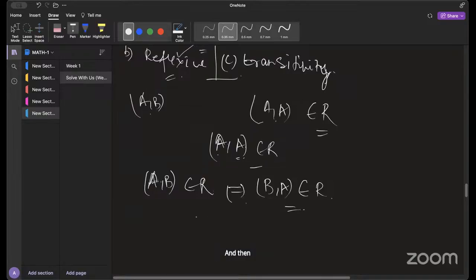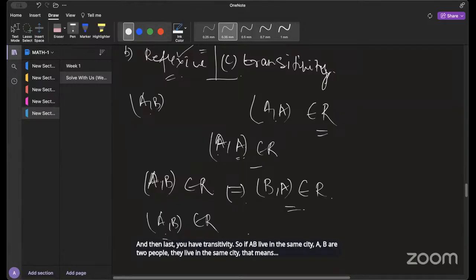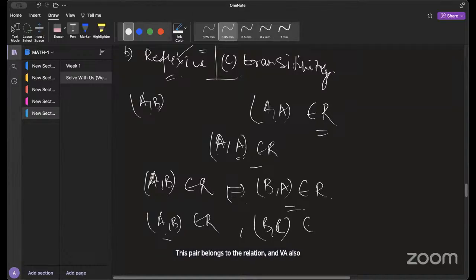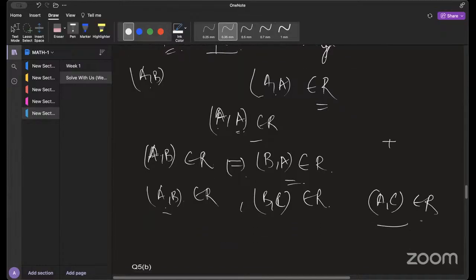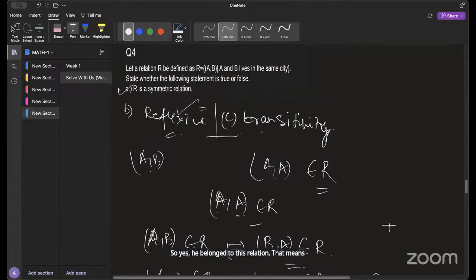And then last you have transitivity. So if A, B are two people and they live in the same city, that means this pair belongs to the relation. And B, C also live in the same city. Let's just say there's a city T. A, B live in city T, B and C live in city T. So A, C also live in city T. So A, C belong to this relation. That means it's transitive too.